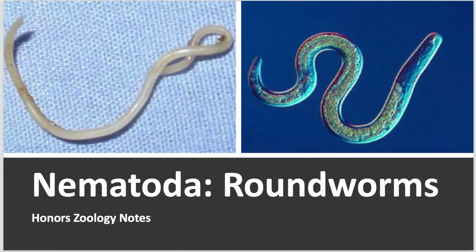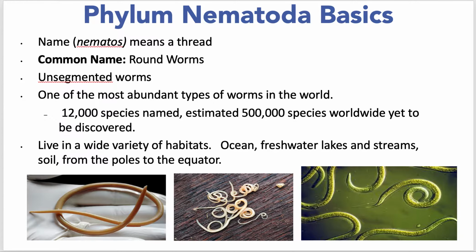For the nematode notes, which are roundworms. Nematodes comes from the name nematos, which means thread. The common name for nematodes is roundworms because they have a round body, as opposed to platyhelminthes or flatworms, they have a flat body. Right?